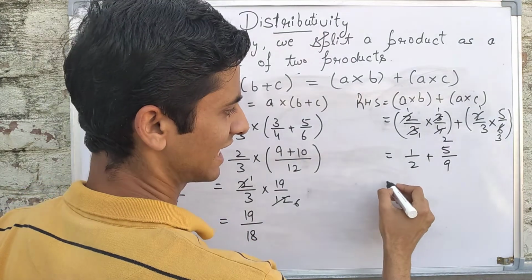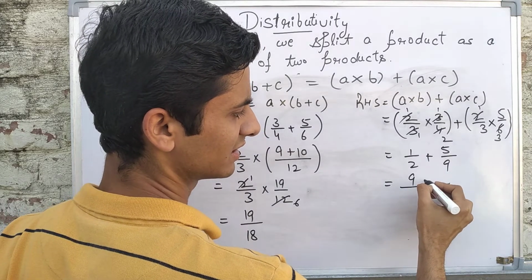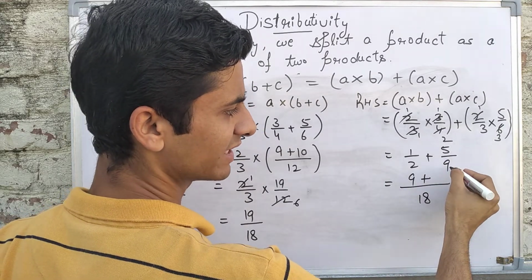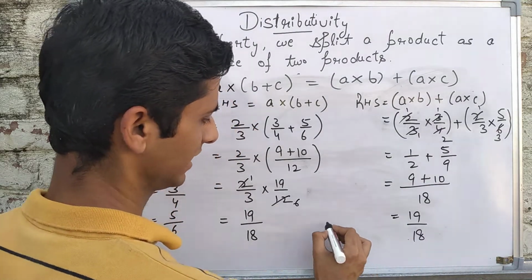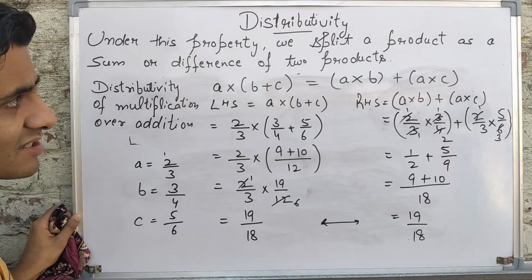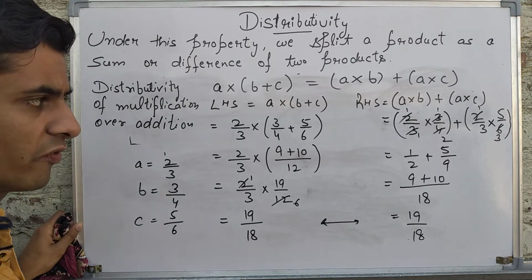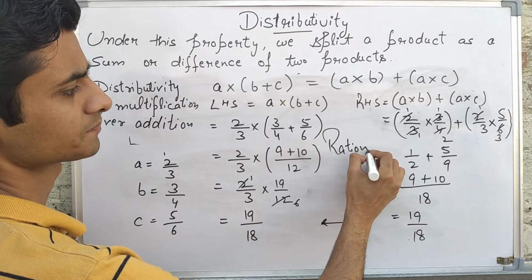9. 9 and 2 LCM is 18. 18 divided by 2, 9. 9 into 1, 9 plus 18 divided by 9, 2. 2 into 5, 10. It comes out to be 19 upon 18. So left hand side and right hand side are equal. So this distributive property holds true for rational numbers as well.